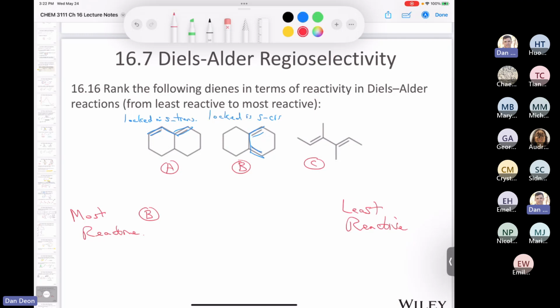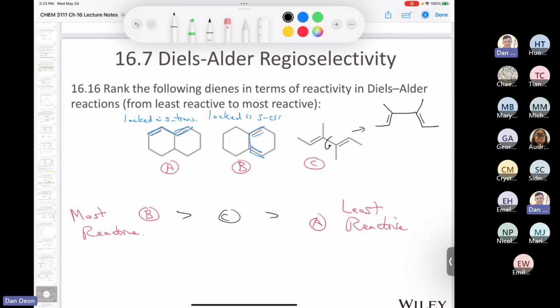That can't react in a Diels-Alder. It's impossible. This one looks like it's trans, doesn't it? But we know that there's free rotation around a sigma bond. So you could have something that looks like this. Son of a gun, did I really put my pi bond in the wrong spot? So you'd have something that would look like this. All right, so that would be the S-cis conformation if you rotated that. So there's going to be some steric hindrance because of these two methyl groups or whatever, but it's still going to be possible. So C would be intermediate, something like that.